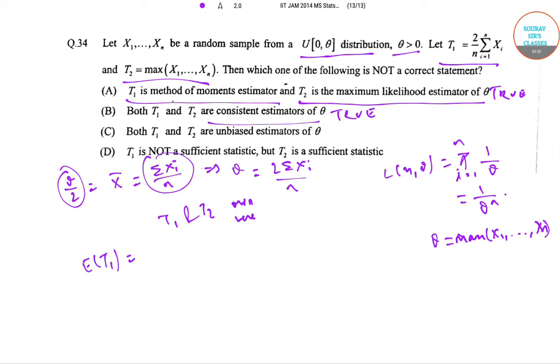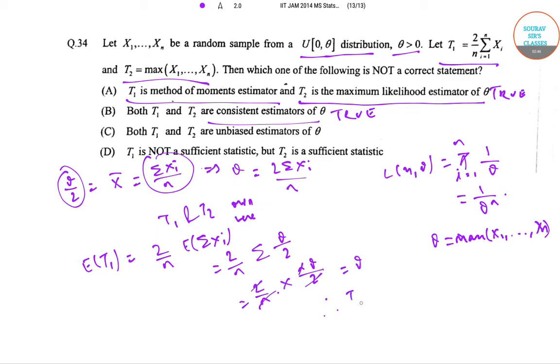Expectation of T1 is equal to 2 by n expectation summation xi, which is 2 by n summation theta by 2, that is 2 by n into n theta by 2, which comes out to be theta. Therefore, T1 is an unbiased estimator of theta.